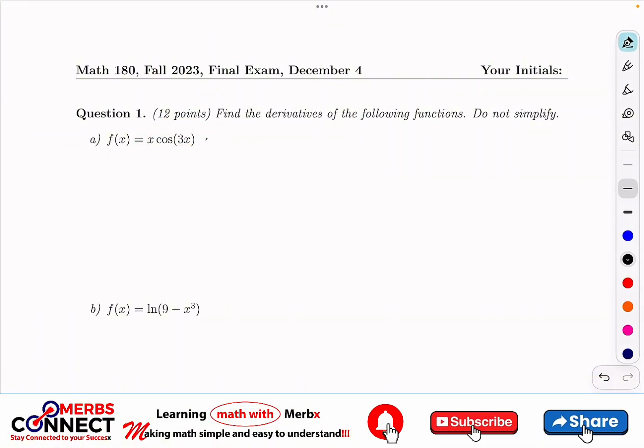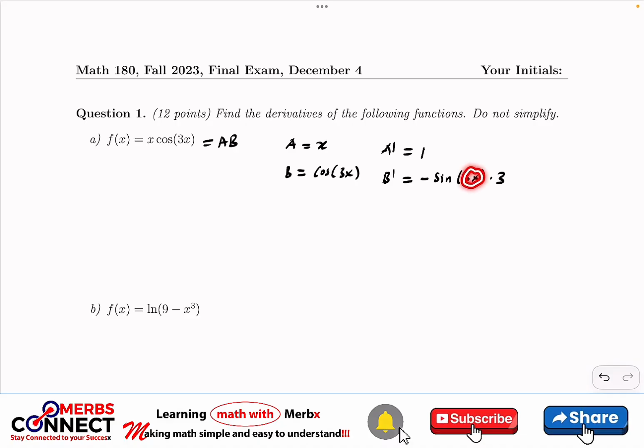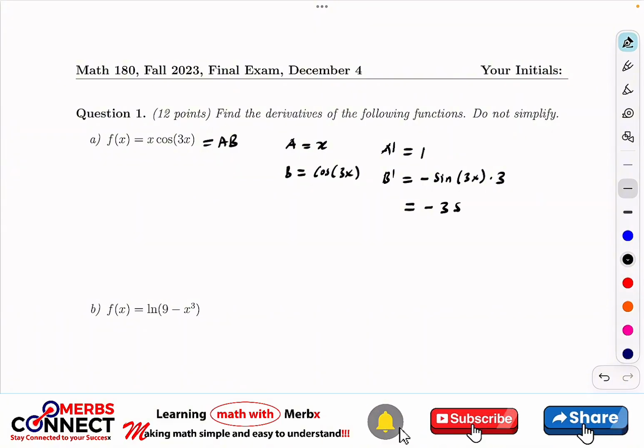So I'm going to assign this one to be my A and this one to be B. So I can choose x to be A, and I can choose my B to be equal to the cosine of 3x. So I need A prime, which is going to give us 1, and then I need B prime, which is going to give us, when I differentiate cos, minus sine of 3x. Now this is chain rule, so I need to multiply this by the derivative of what is inside the parenthesis here. So when I simplify this, I'm going to have minus 3 sine of 3x.